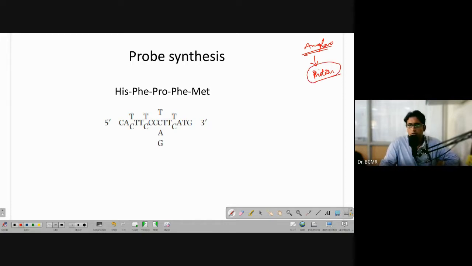Anyway, at least in some parts, we can find out the protein sequence. If you know the protein sequence, you can use two ways. One of them is that if you have antibodies against the protein, then we can use immunochemical methods.